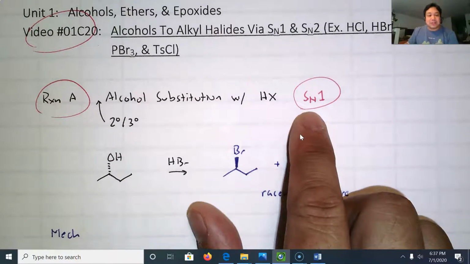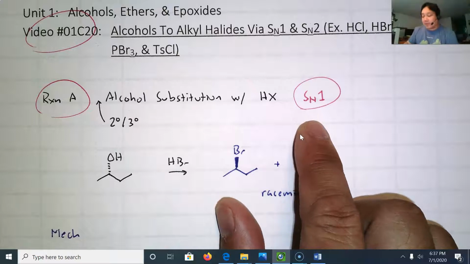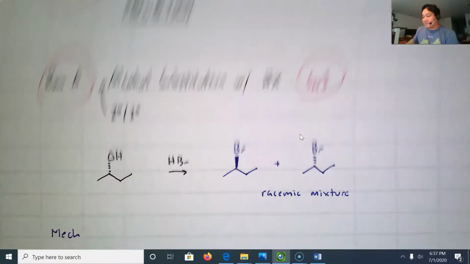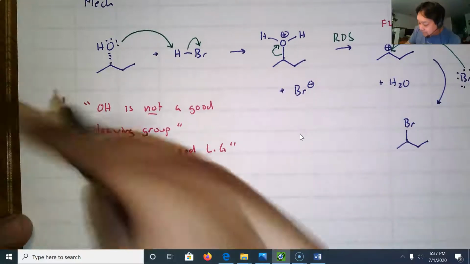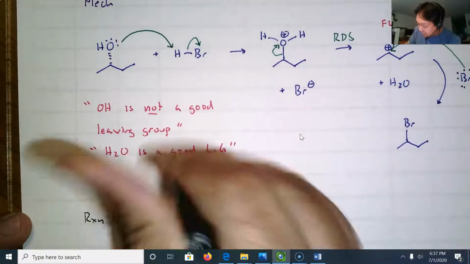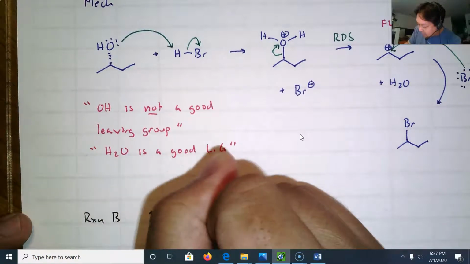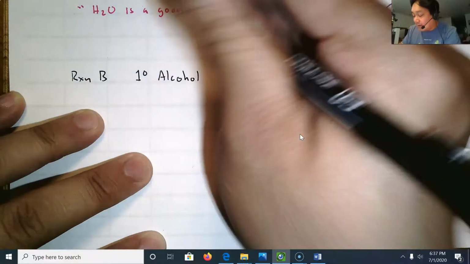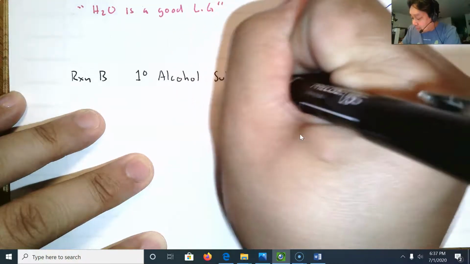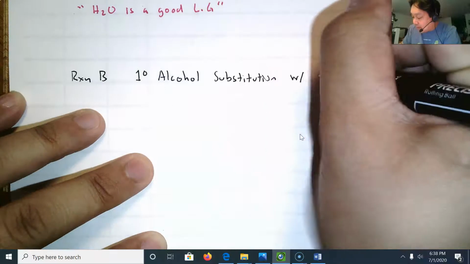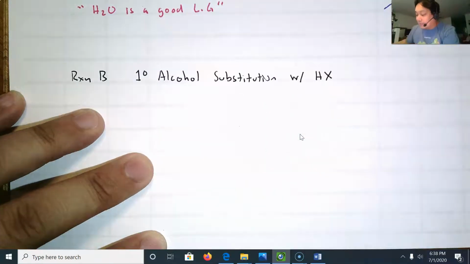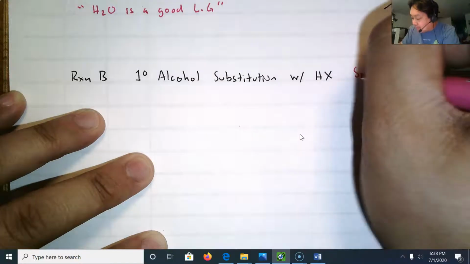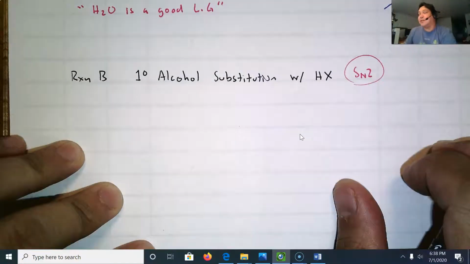What do you suppose reaction B will be? Reaction B will be primary alcohol substitution. It's good that we're going to try to get this on the same page so we can compare side by side the SN1 and SN2 of alcohols. We are still going to use HX, but now we're going through a different pathway, SN2. What's the easiest way to explain why it's SN2?